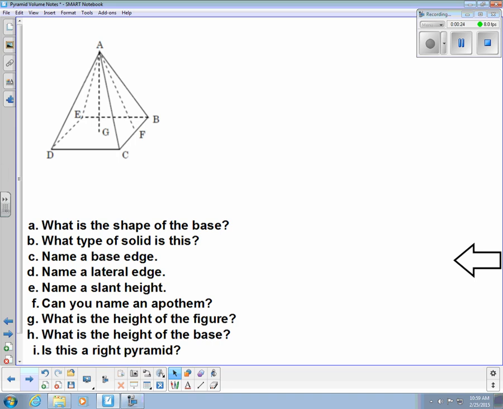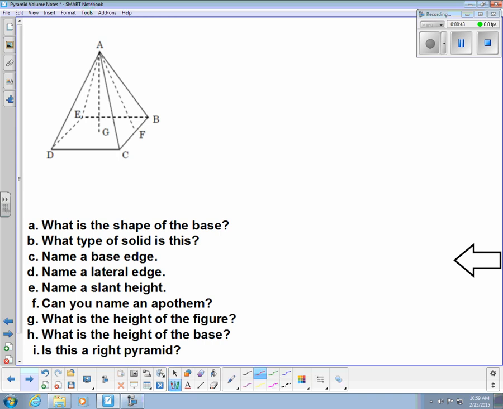So it says, what is the shape of the base for this pyramid? A pyramid is called by its base. And if we look here, the shape of the base of this pyramid is a square. That's the bottom part, not where the vertices meet. And what type of solid is this? It's a pyramid.